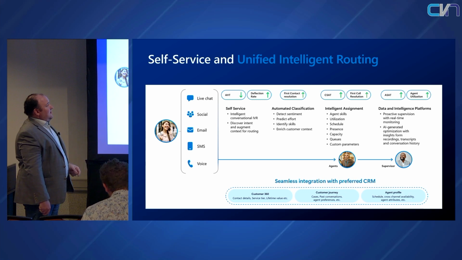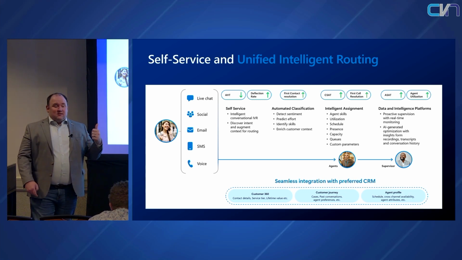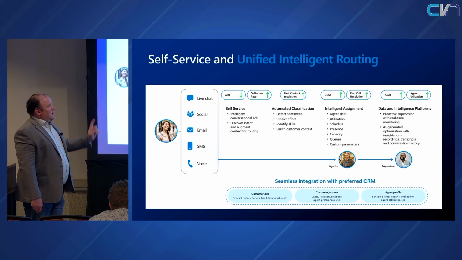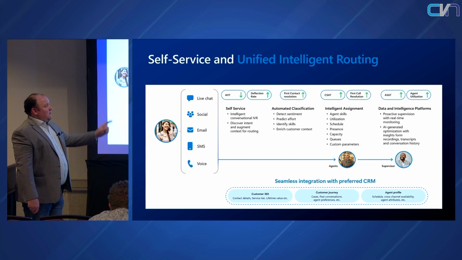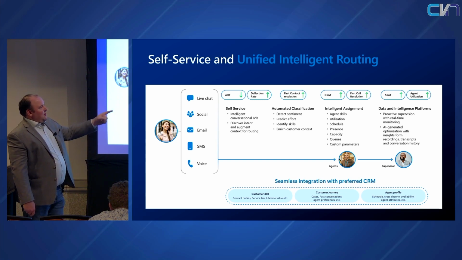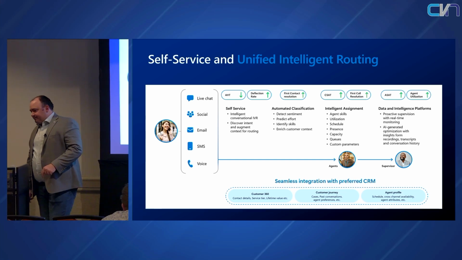The automated classification, the ability to detect sentiment, identify skills, or specifically bring in that customer information. Then we have the assignment portion of it, which is when we get to the queues. We will not have time to build all of that today, but we'll at least be able to talk through that. And then over on the right-hand side is the recordings, transcripts, and conversational history.